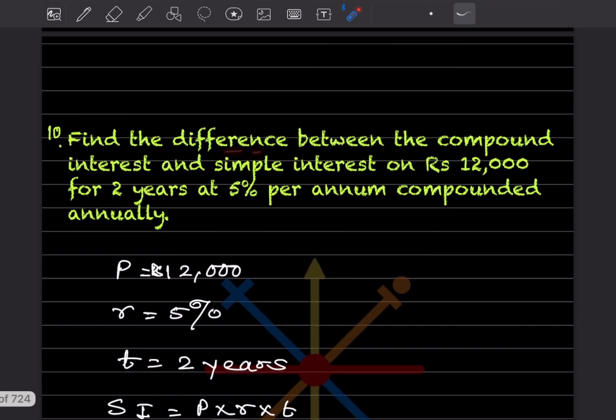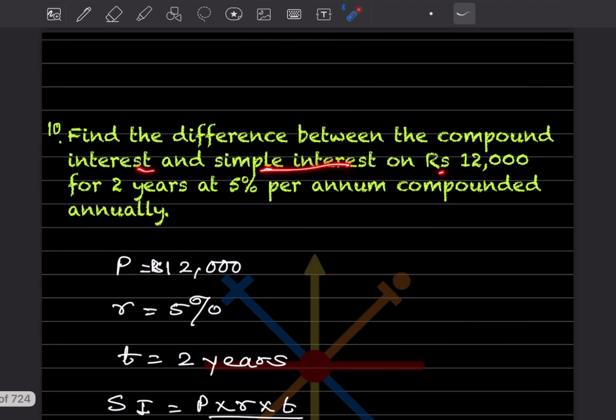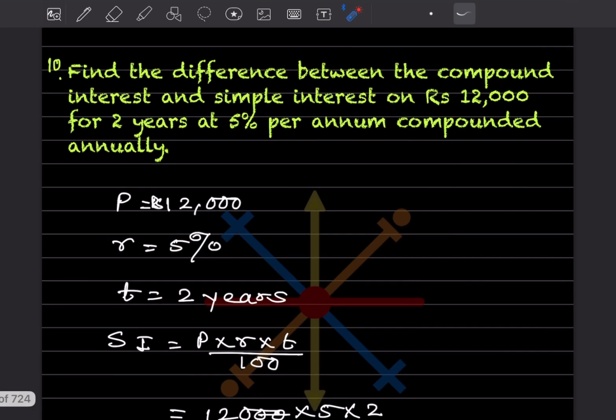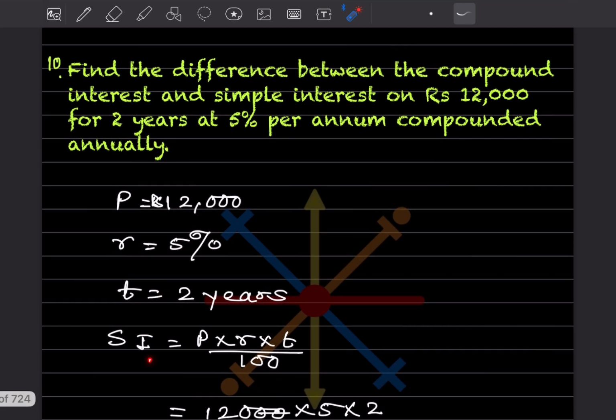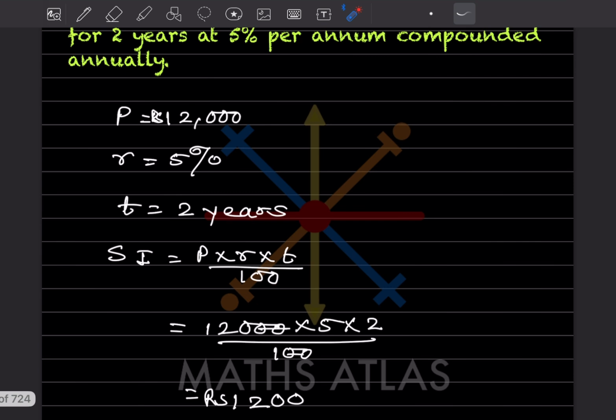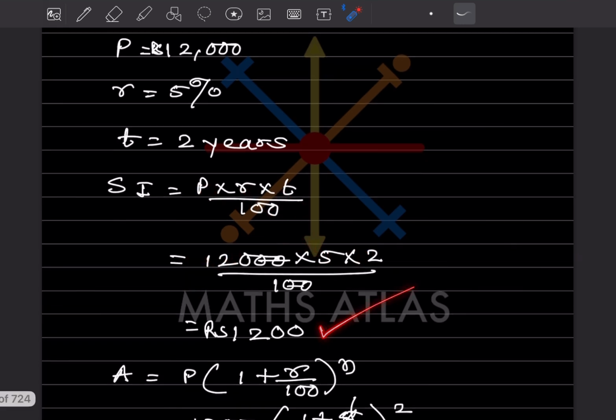Find the difference between the compound interest and simple interest on rupees 12,000 for 2 years at 5% per annum compounded annually. So the principal is given as 12,000. The rate of interest, that is the 5%, and the t, that is 2 years. So for the simple interest, we have the formula, that is P into R into T by 100. So this will be 12,000 into 5 into 2 by 100, which will be 1200.